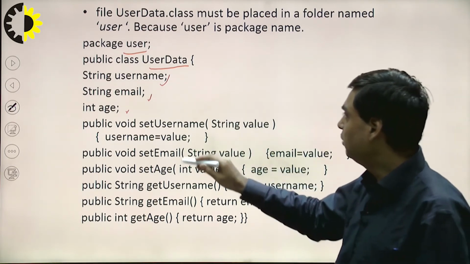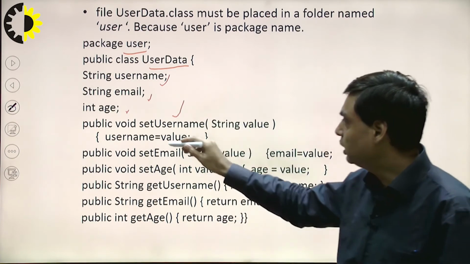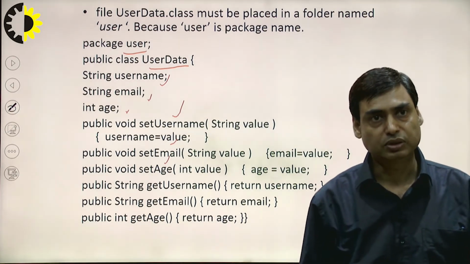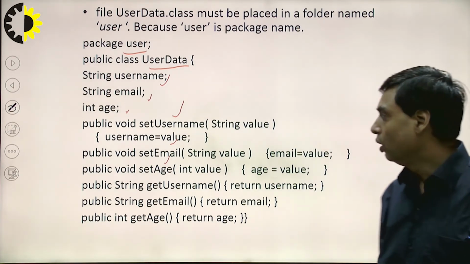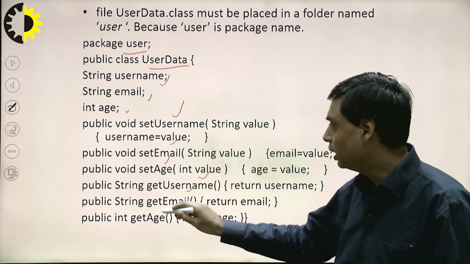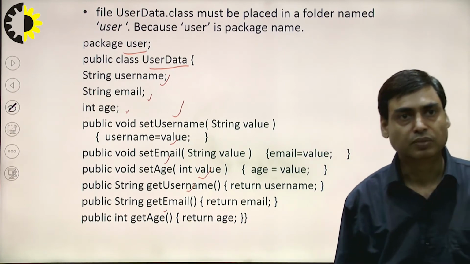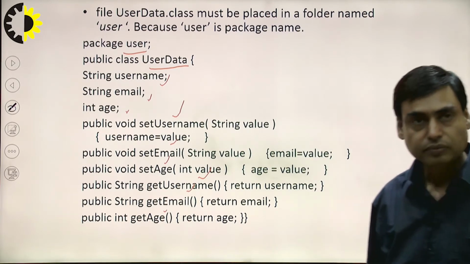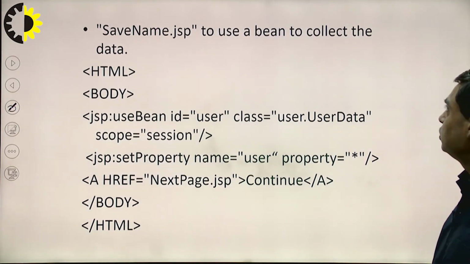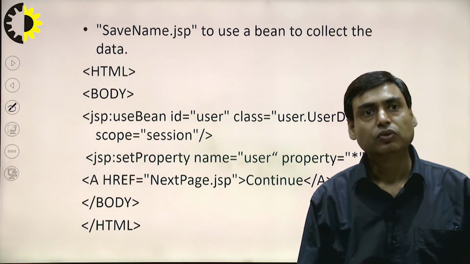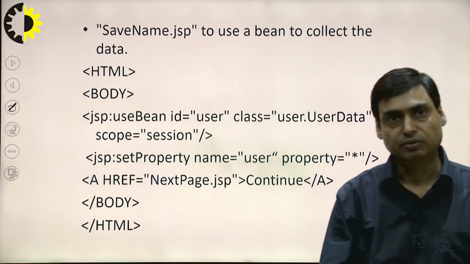So for the username, we have set username, and we have set email and set age, and we are setting the value that we receive from the text boxes into the bean variables. When we want to access the value from the bean, we are using get username, get email, and get age. That is, we are getting the values of username, email, and age that are already stored in the bean. Now save name.jsp is used to collect the data. Now we are using the JSP to access the value which is already stored in the bean.